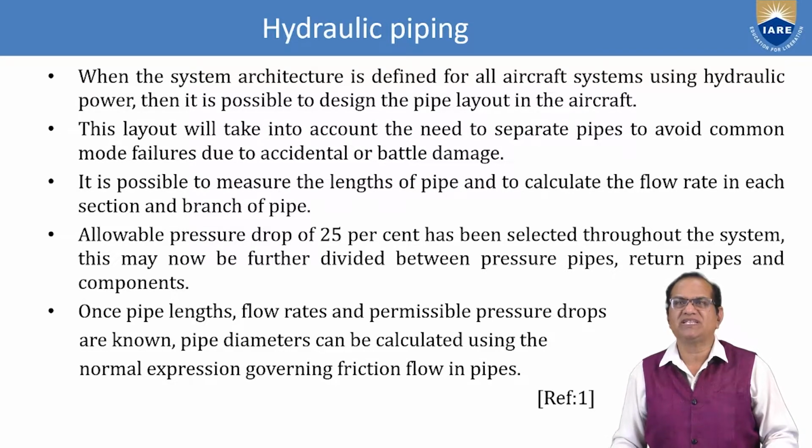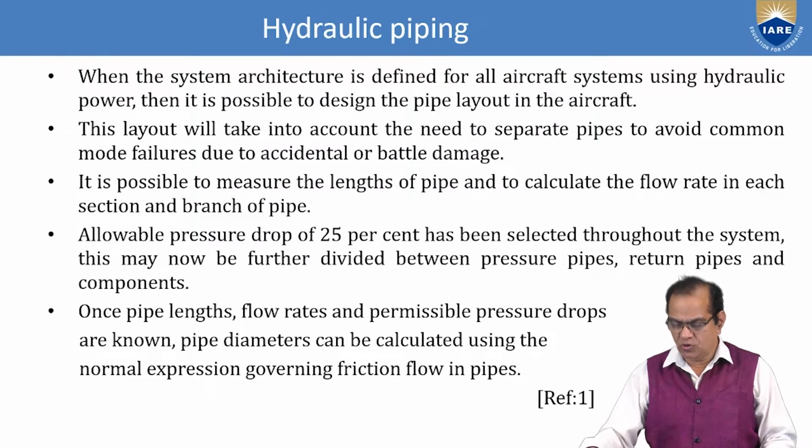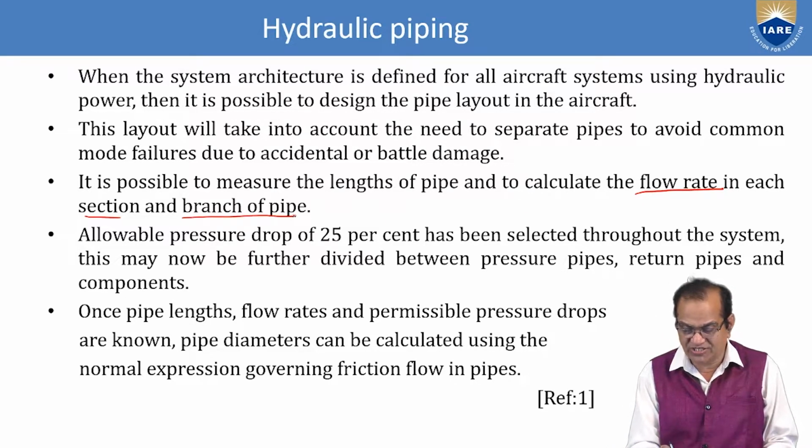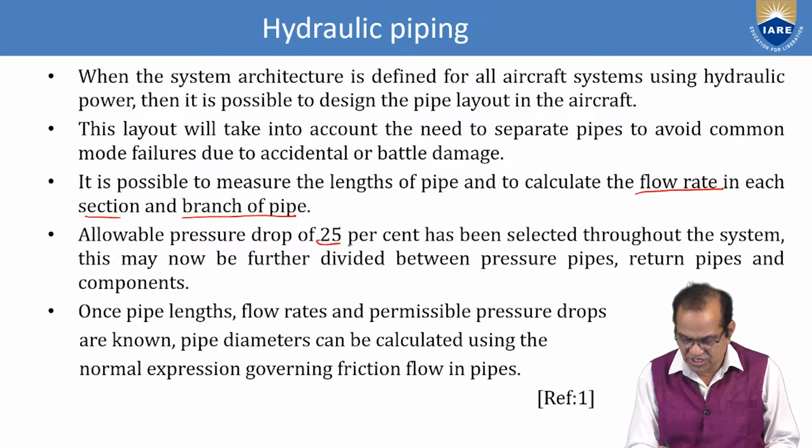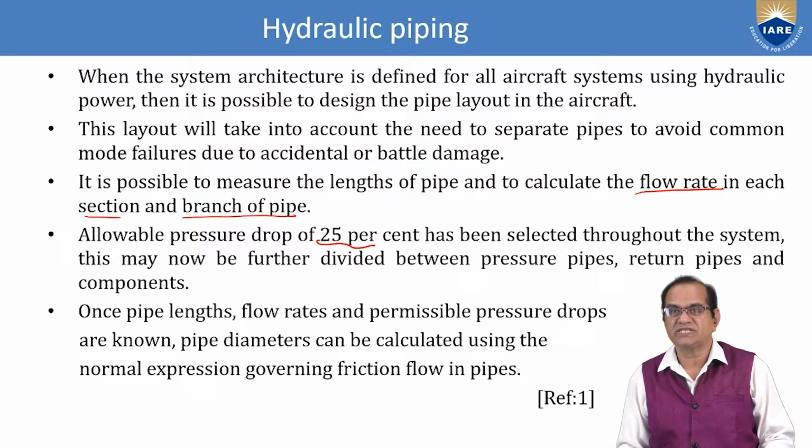It is possible to measure the length of pipe and to calculate the flow rate in each section and branch of the pipe. So we should also be able to calculate how much flow is required for each section and branch of the pipe. That is also very much required to understand. An allowable pressure drop of 25% has been selected throughout the system. So this 25% drop is permissible. This may now be further divided between pressure pipes, return pipes and the components.